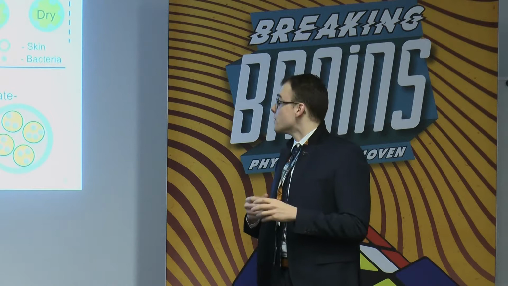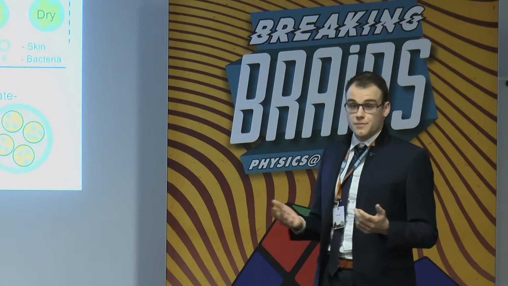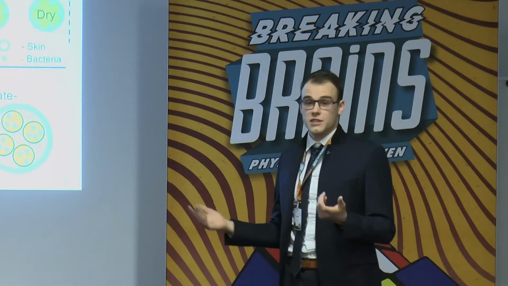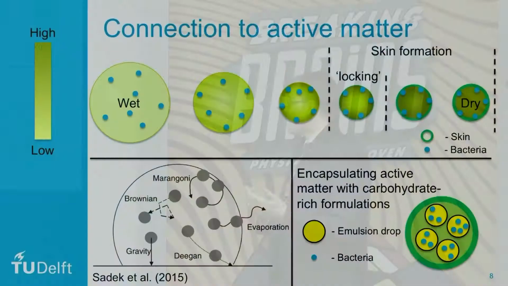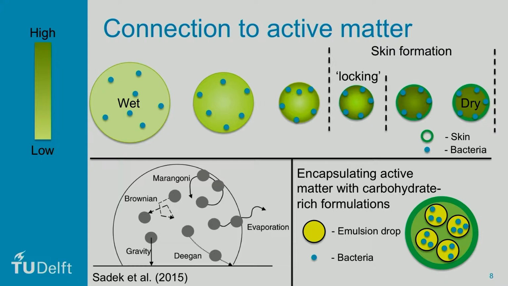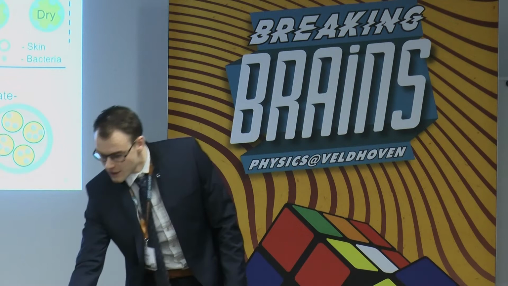How does the movement of the bacteria in the droplet relate to the Marangoni flow we see, the Brownian motion? That's mostly my question to you. What do you think about that? So I think that's my presentation.